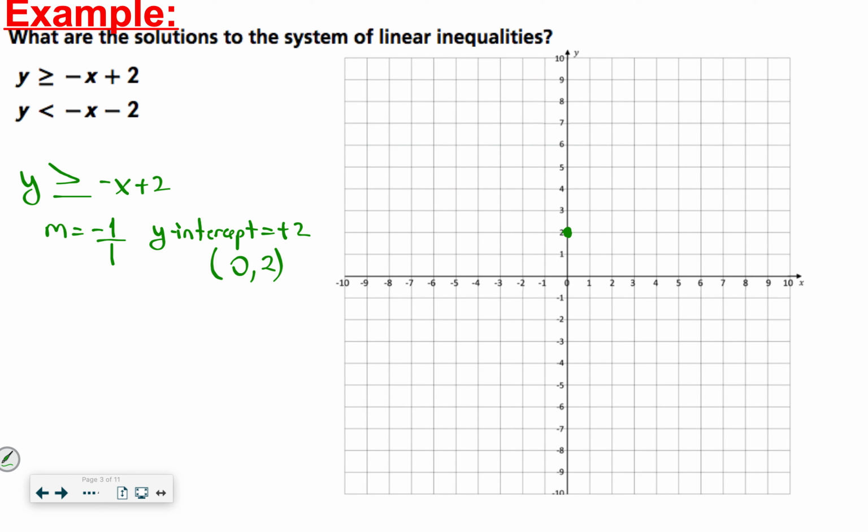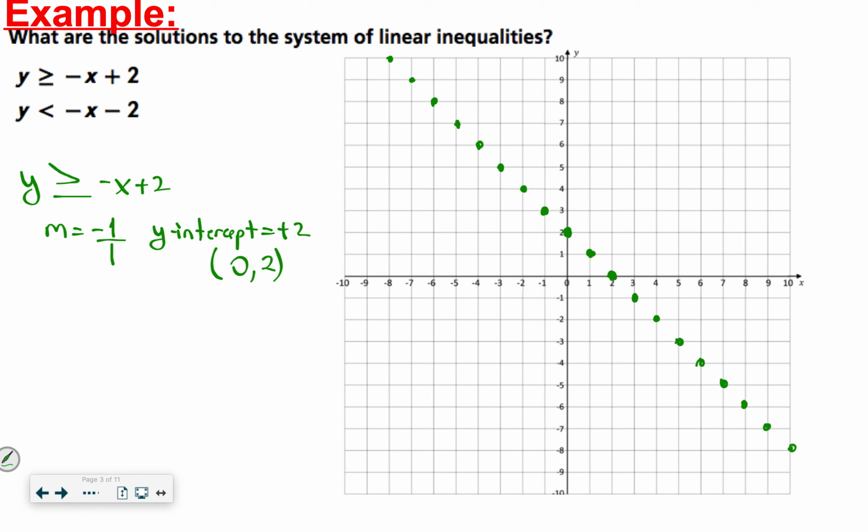Let's find them. 1 unit up, 1 unit left. 1 unit up, 1 unit left. Or if you go down, you are going to use the reverse: 1 unit down, 1 unit right. 1 unit down, 1 unit right. These are all the points located on the line.